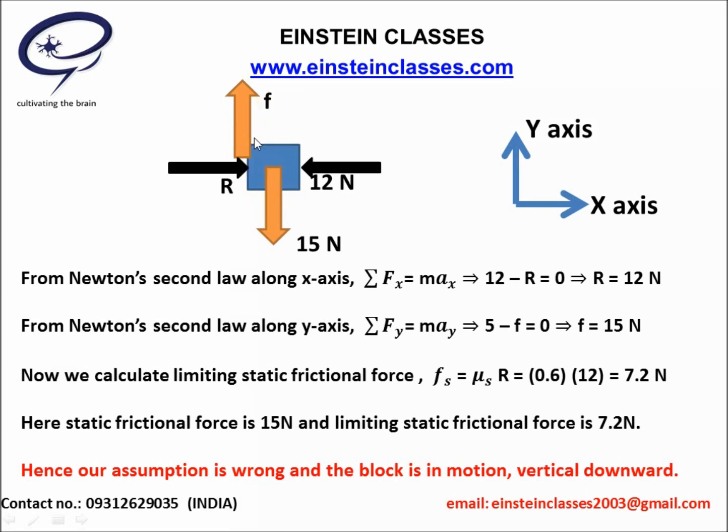Obviously the friction force will act vertically upward, because the block has the tendency of relative motion vertically downward according to our assumption. Now we have to apply Newton's second law to find the value of F. For this we apply Newton's second law along the y axis, and the net force along the y axis is 15 minus F, which is equal to mass into acceleration. But the acceleration of the block is 0 according to our assumption, hence 15 minus F is equal to 0, right? Hence the friction force is equal to 15 Newton, and this friction force has the nature of static friction, right?